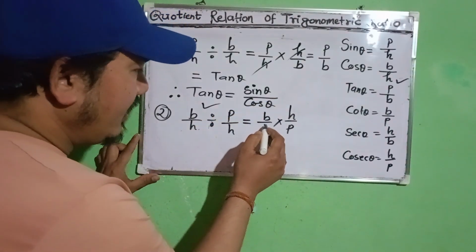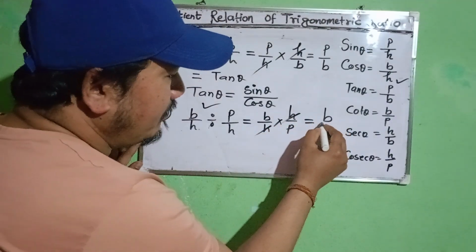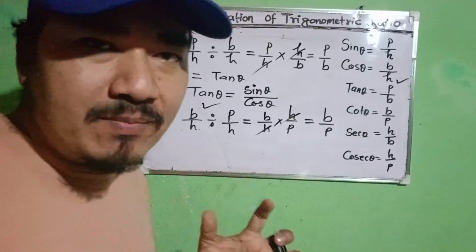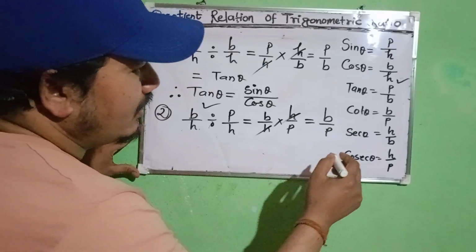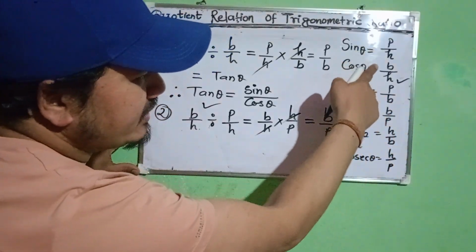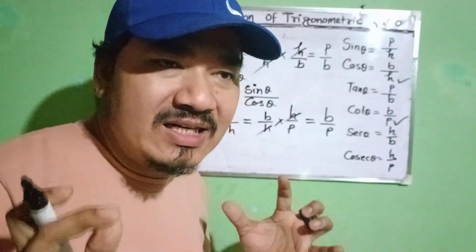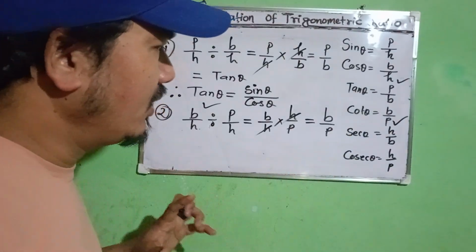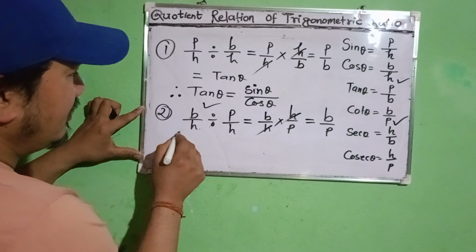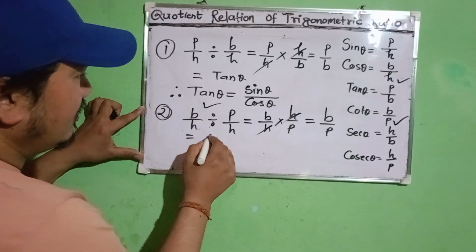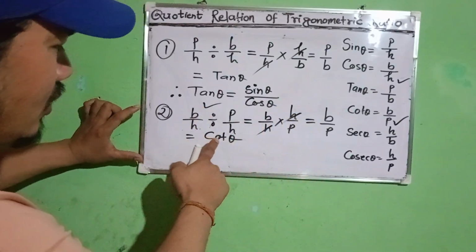Here also h cancels. What is remaining here is b by p: base by perpendicular. Base by perpendicular is in which ratio? It is cot theta. In cot theta, we have base by perpendicular. That's why in place of base by perpendicular we write cot theta. B by p is cot theta.